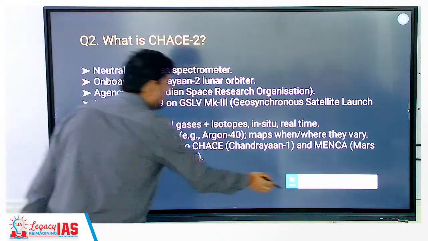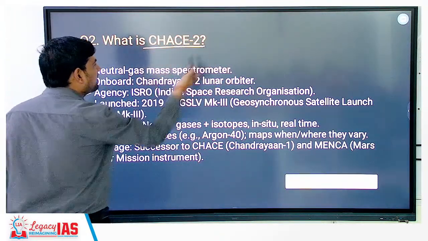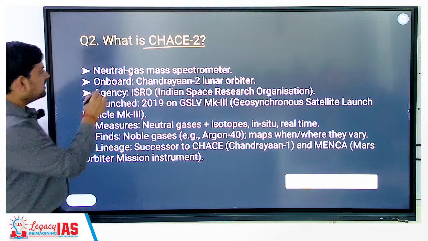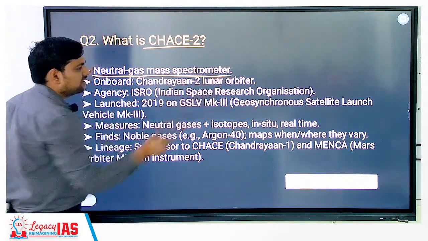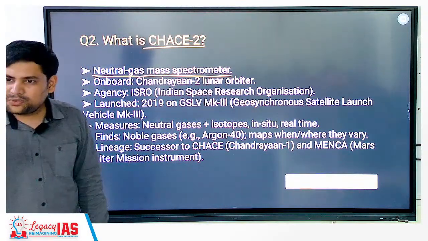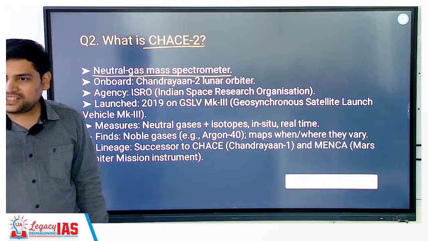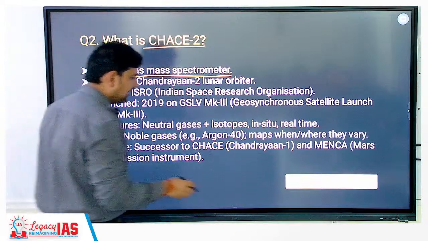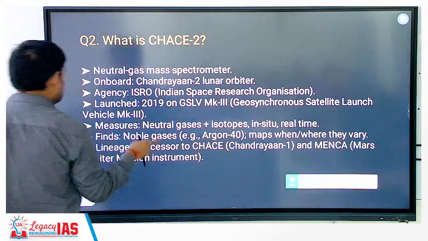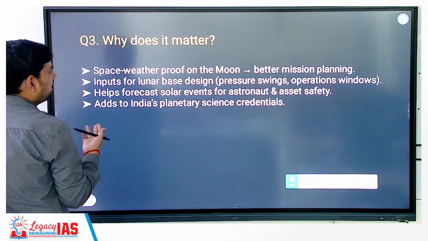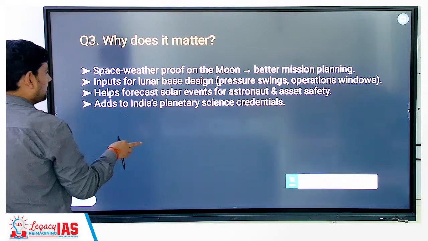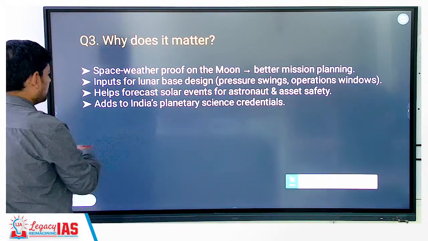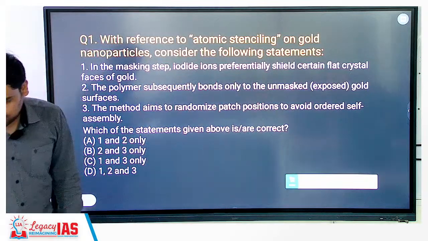What is this? If they ask you, this is CHACE2. What is this? This is a neutral gas spectrometer. Basically, it observes if there is change of some gases, some neutrons, like that. That's it. Then that's it. Why does this matter? So space weather, it's fine. Try this.